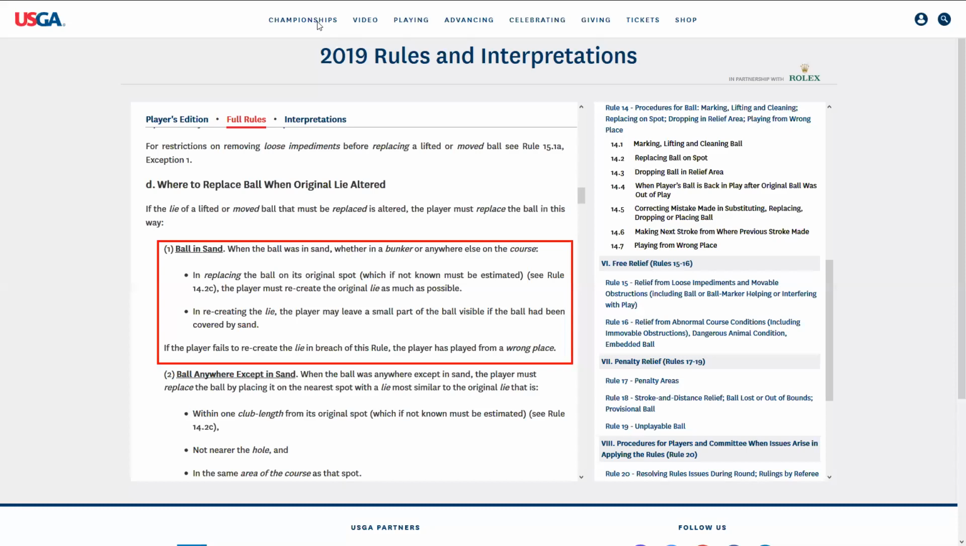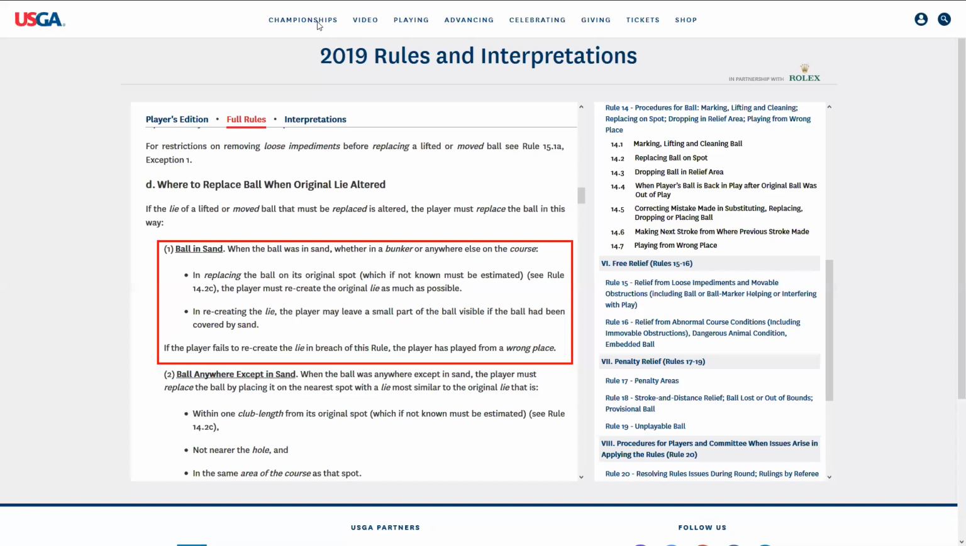The second example is the ball anywhere except in sand. Example of that is that you are in the middle of the fairway, and someone's ball is 2 inches behind yours, and so you lift the ball. You have a perfect fairway lie. The person then hits his shot, taking out a huge divot. And so there's a divot hole there where you have to put your ball back.